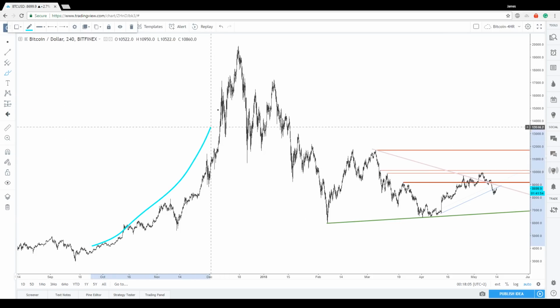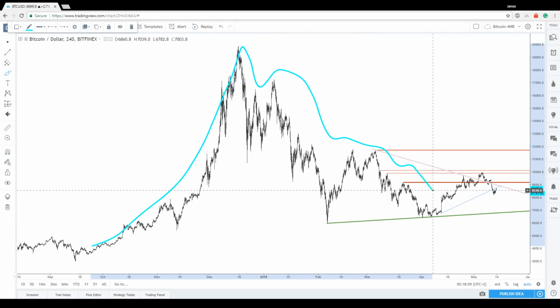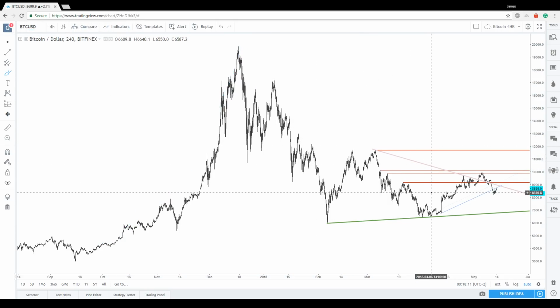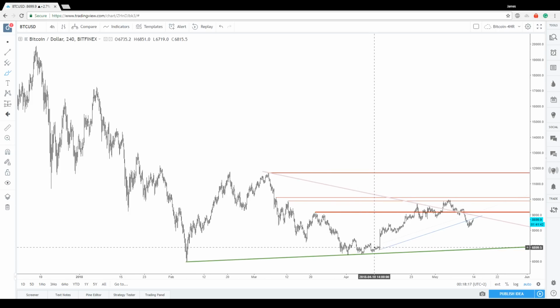Second of all, we had the bubble phase, and then we had the series of lower highs and lower lows to accompany that. Basically, the equivalent of a bear market. Everything that is required for a bear market, we have undergone.